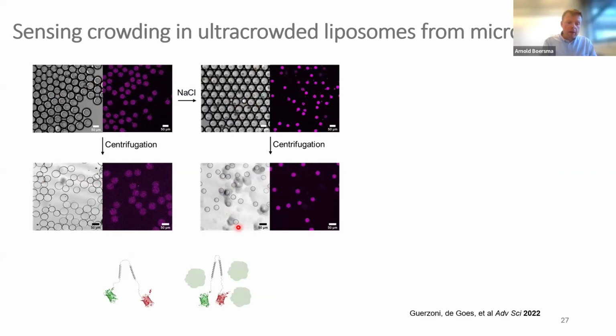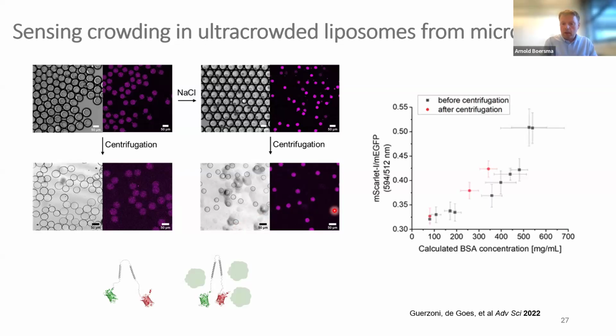So to confirm that we were really measuring crowding, we incorporated macromolecular crowding sensors. And indeed, you see that the macromolecular crowding goes up in them. So depending, you can get all these different densities in a controllable way that we measure here with the crowding sensor, both before and after centrifugation, to very high BSA concentrations.